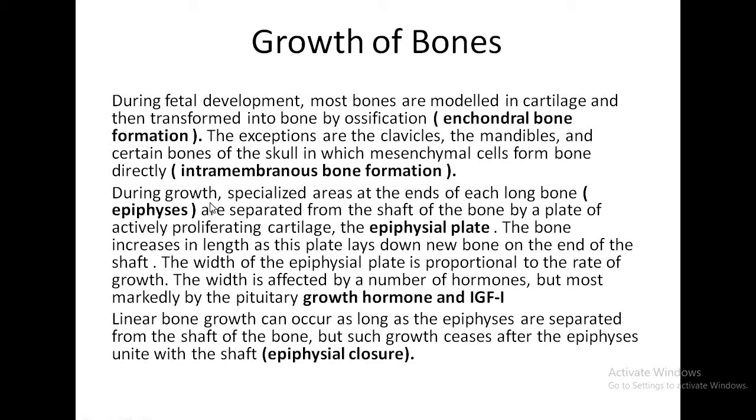During growth, there are specialized areas at the ends of bones called epiphyses, and the epiphyses are separated from the shaft of the bone by a plate of cartilage called the epiphyseal plate. This plate is constantly dividing and proliferating. As this plate lays down new bone on the end of the shaft, the length of the bone increases, and the width of the plate is proportional to the rate of growth. It's very important: the width of the plate is actually proportional to the rate of the growth.